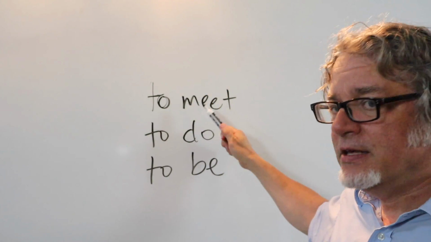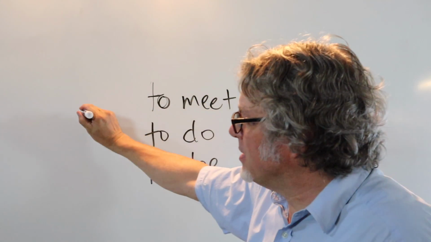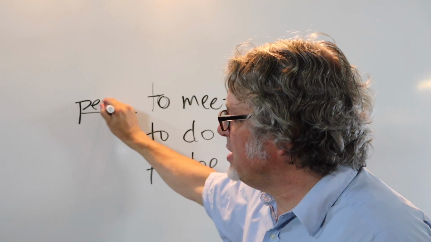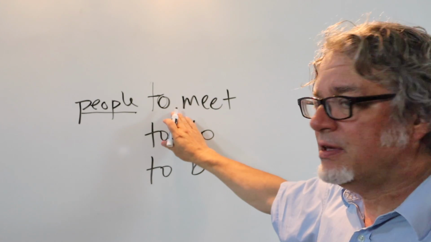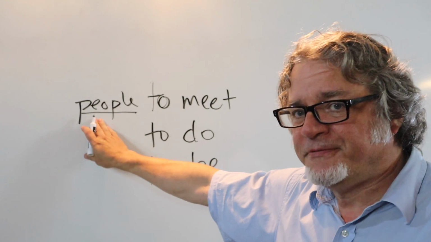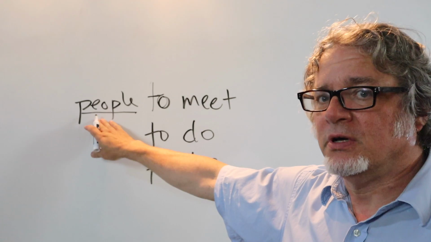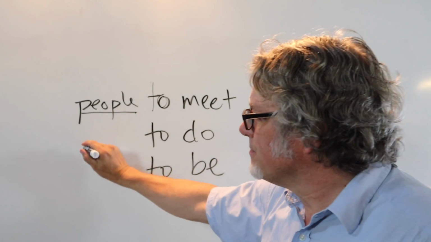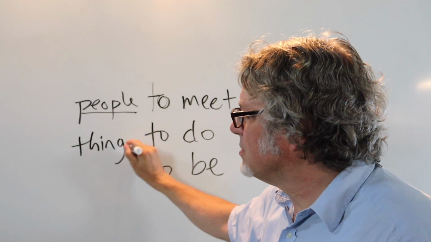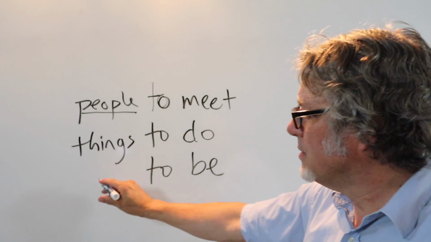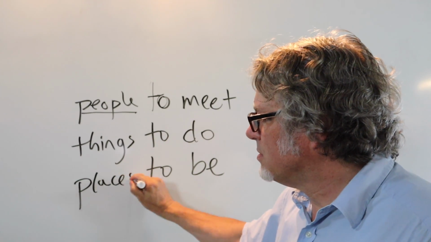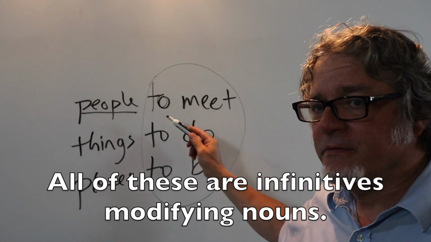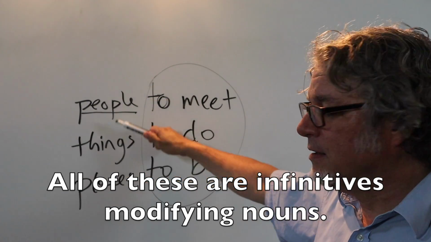When an infinitive is used as an adjective, it comes after a noun. So if the word is people, this infinitive provides information about this noun, people. People to meet, things to do, places to be. All of these are infinitives modifying nouns.